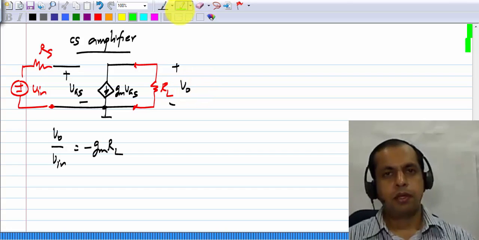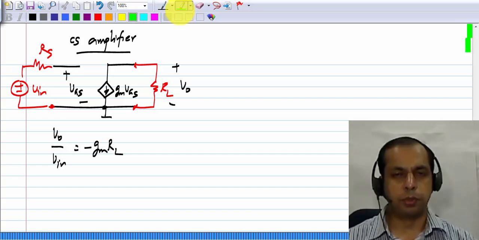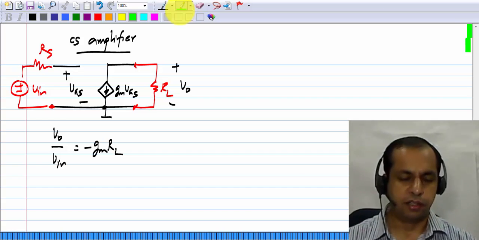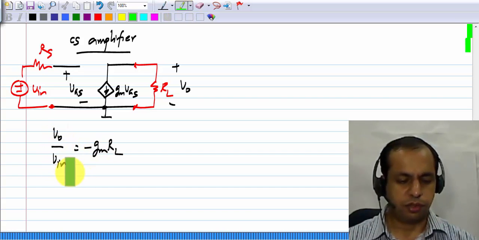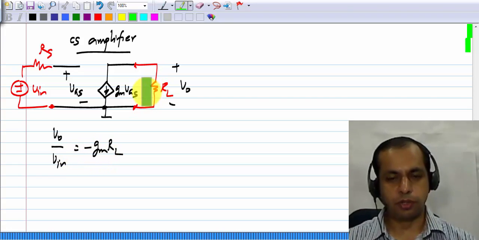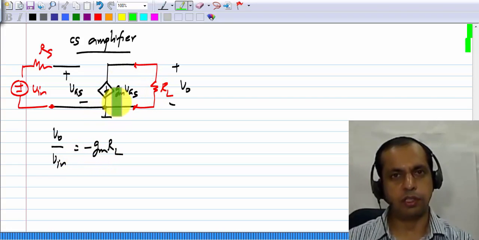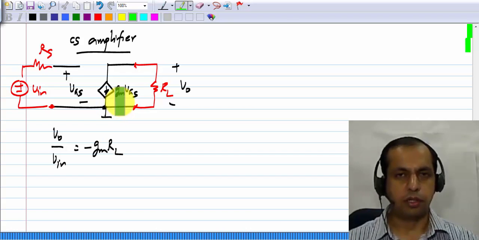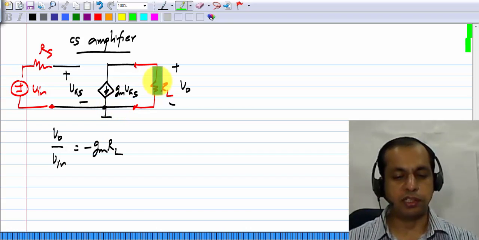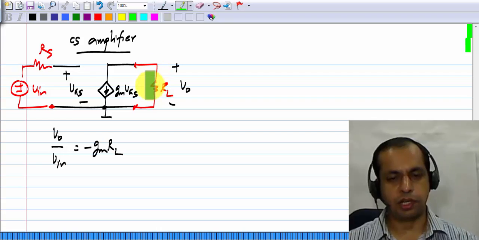Okay. Now, there are many occasions when you need a different type of functionality. That is, this gives you a certain gain, but the gain is dependent on the load resistance, and it's of course dependent on the GM of the transistor and so on. So you may want a voltage gain that is independent of the load resistance. So regardless of what load you connect, you will get the same gain. Okay, so that's one possibility.